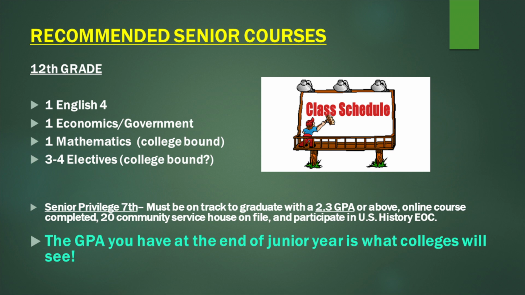This includes a 2.3 GPA or above, 20 documented community service hours on file, your online course completed, and having participated in the U.S. History EOC. You must also be in or have taken and passed an AP, ACE, dual enrollment, or industry certification exam. If you don't meet these requirements, you will not be eligible to have senior privilege. Please make sure you complete these requirements now.